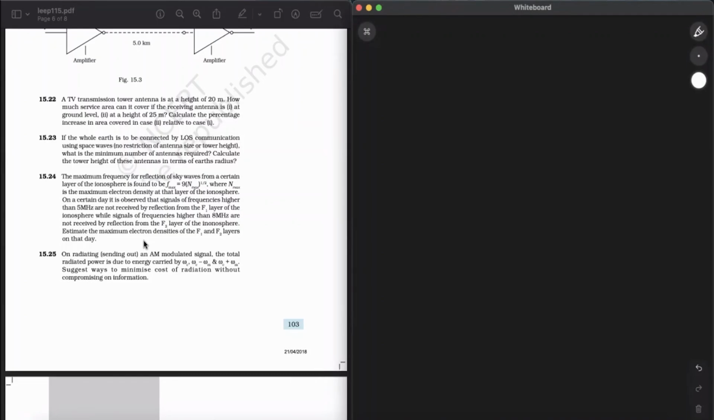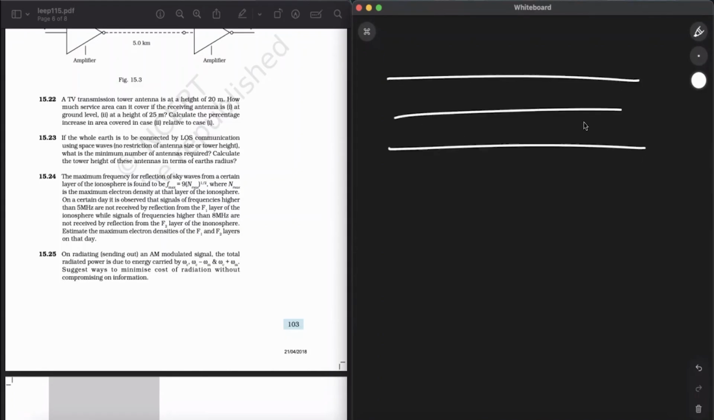Very simple question, but the language of this question is kind of difficult. So you need to understand this question first. They are telling you the maximum frequency of reflection of sky wave from a certain layer of the atmosphere is found to be... See, I'm talking about the frequency. Okay, this is the ionosphere. And the light hits it, comes back.